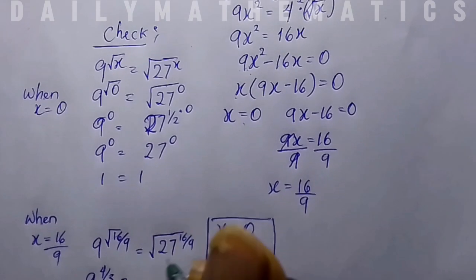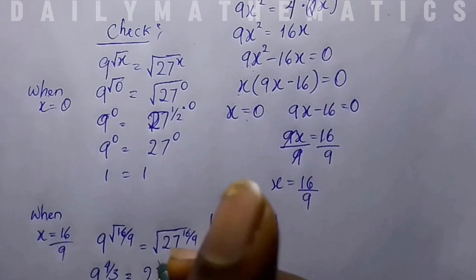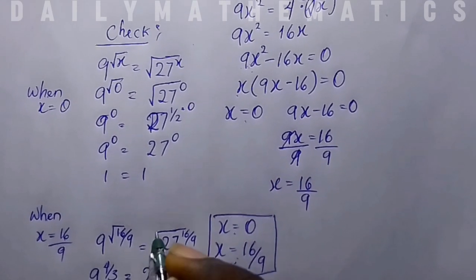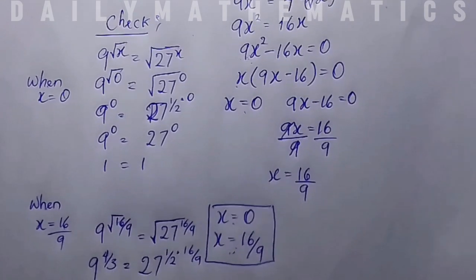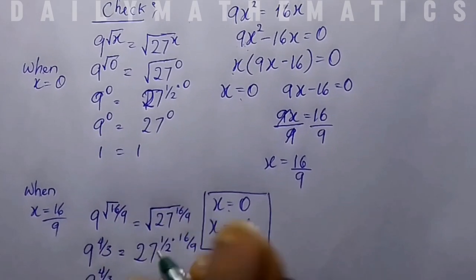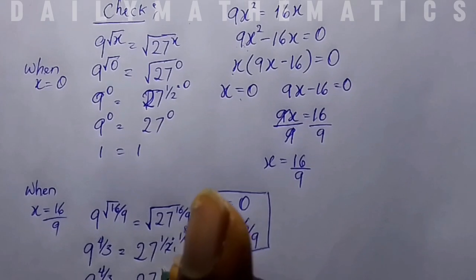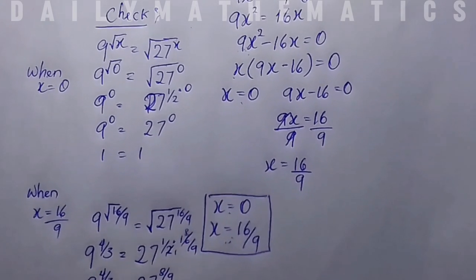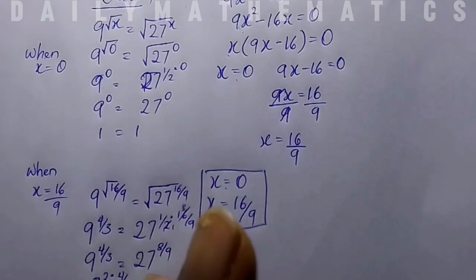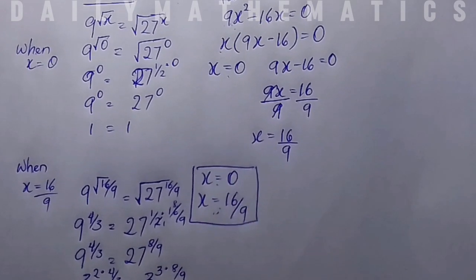On the right side, the square root changes to a power of 1 over 2, so we have 27 raised to the power of 1 over 2 times 16 over 9. So 9 raised to the power of 4 over 3 equals 27 raised to the power of 8 over 9. Now 9 is 3 raised to the power of 2, times 4 over 3, and 27 is 3 raised to the power of 3, times 8 over 9.